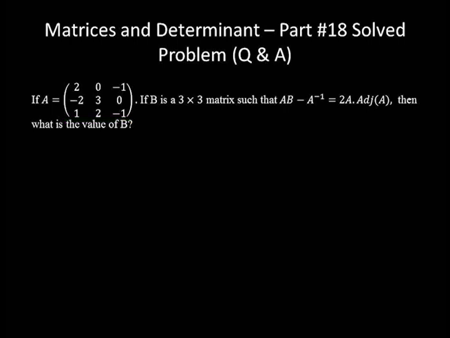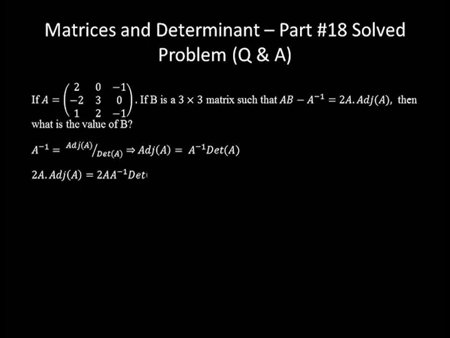First, let's express adjoint of A in terms of A inverse. We know that A inverse equal to adjoint of A divided by determinant of A. Multiplying both sides of the equation by determinant of A gives us adjoint of A equal to A inverse times determinant of matrix A. So, twice of A times adjoint of A means 2A times A inverse times determinant of A, which is equal to 2 times matrix A times A inverse gives us identity matrix times determinant of A.